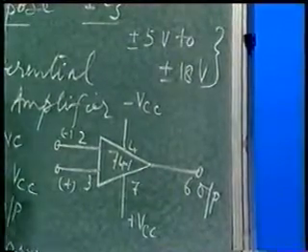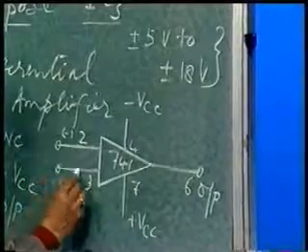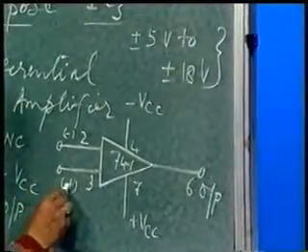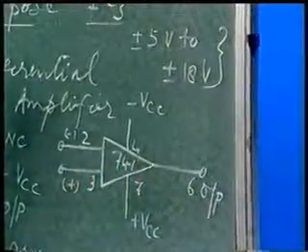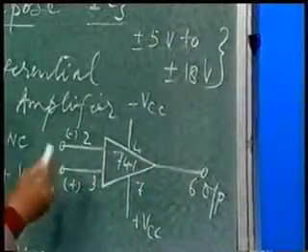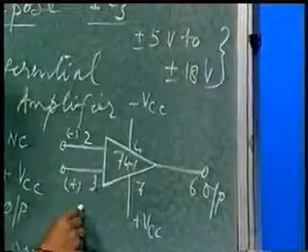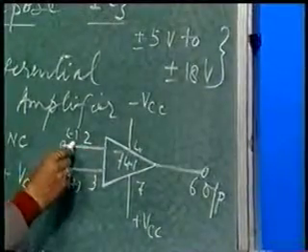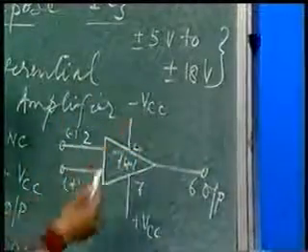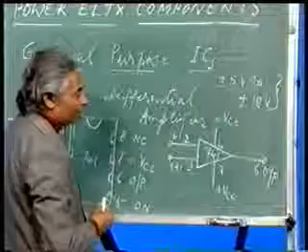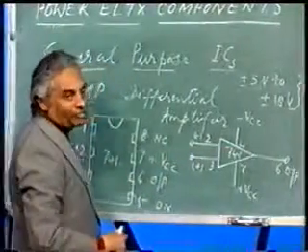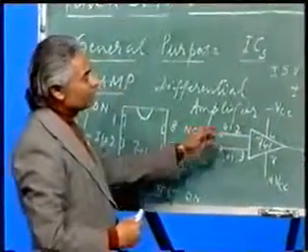Now what does it mean? If I give a supply here and ground the other, only one input is applied. Since this is a positive input, the output will be non-inverted type. And the other way, if I ground this terminal and give an input here, since it is a negative input, it will appear as inverted output. And if I give both, then the differential output will be obtained. So this is about the 741.